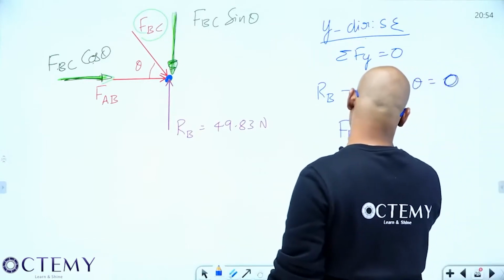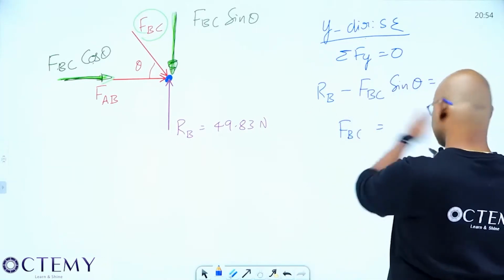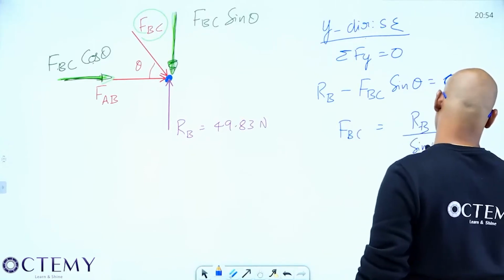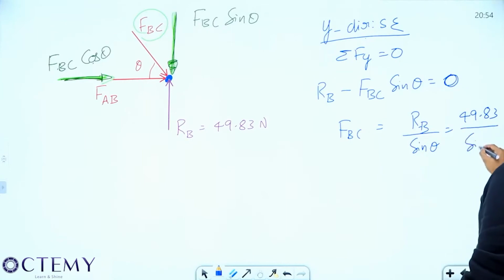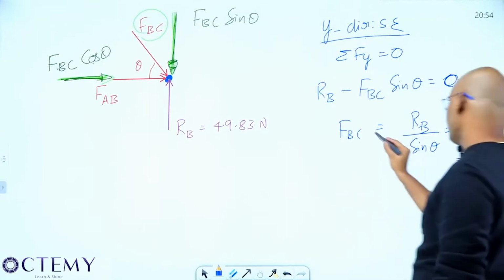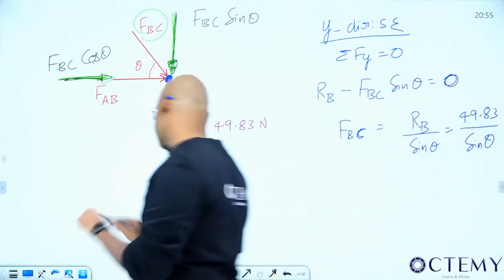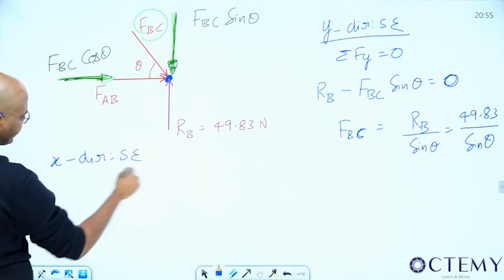So what is FBC going to be? See, send FBC sin theta to this side, RB will be there. So FBC sin theta equals RB. So RB by sin theta, that is 49.83 by sin theta. FBC is equal to 49.83 by sin theta. Are you okay?